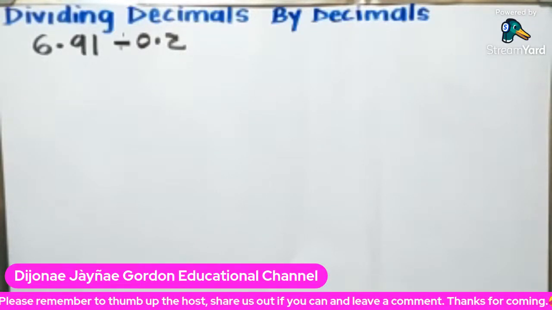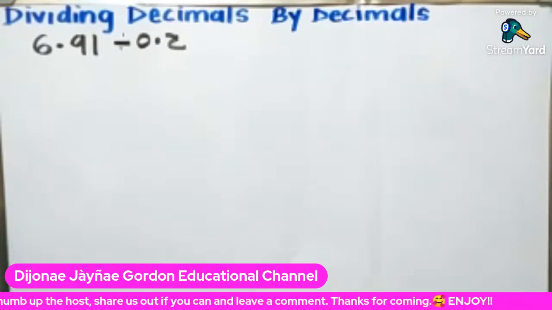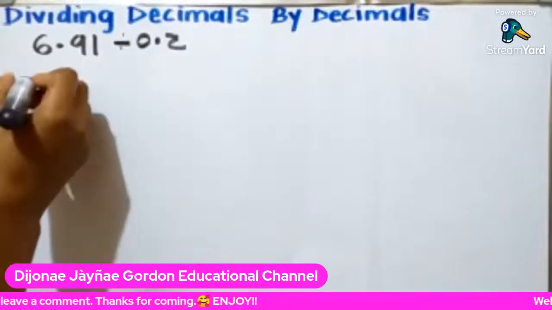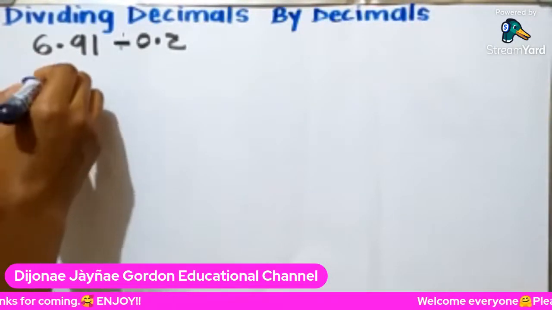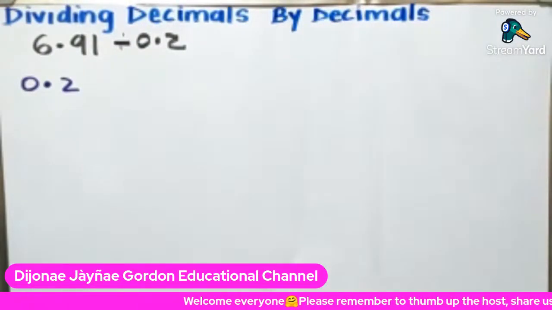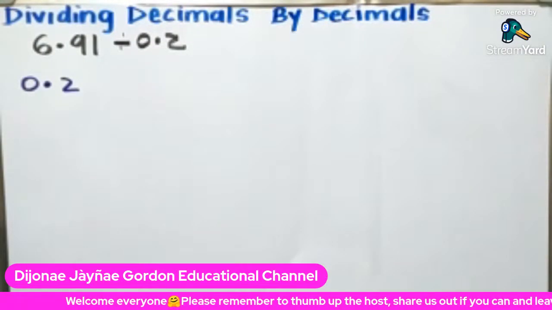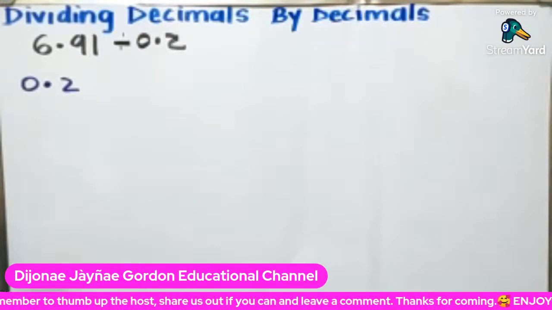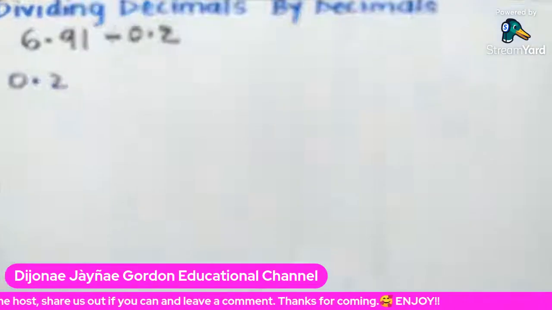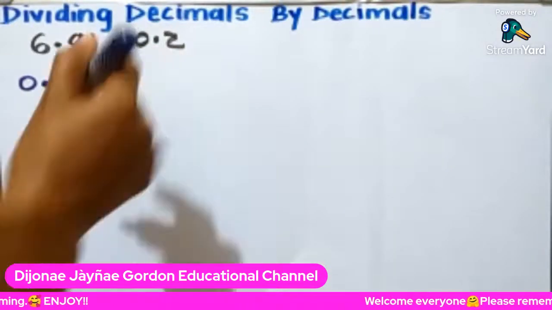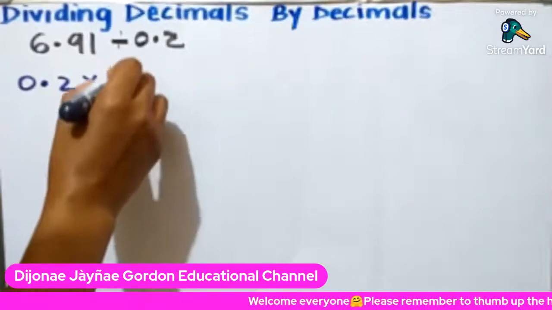This is the first thing you must do. I'm going to take my divisor, which is 0.2, and of course I'm going to be multiplying it by powers of 10. The first thing you are going to do is to check to see how many decimal places you have after your decimal point. In this case, you only have one decimal place. So I'm going to multiply by 10 right here.